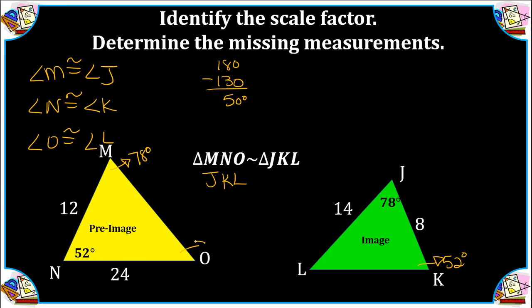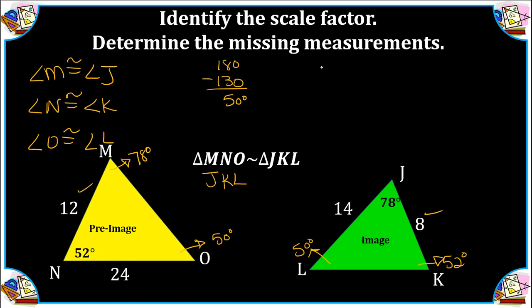So angle O and angle L are each 50 degrees. Our triangles add up to 180. Now let's find the scale factor. So we have MN and JK.